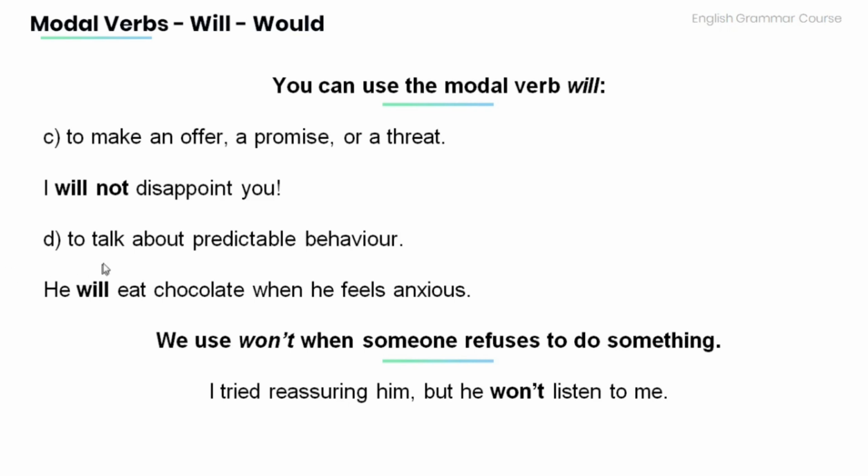D, to talk about predictable behavior. For example, he will eat chocolate when he feels anxious. Remember that we use won't when someone refuses to do something. Have a look at the example below. I tried reassuring him, but he won't listen to me. Refuses to listen.